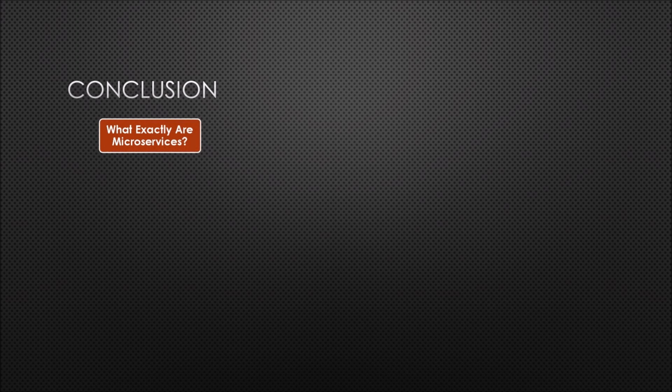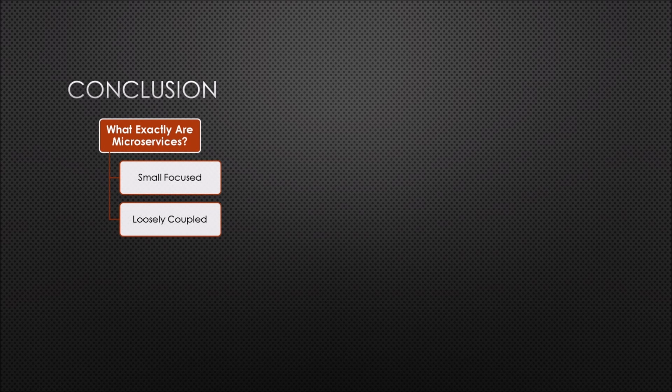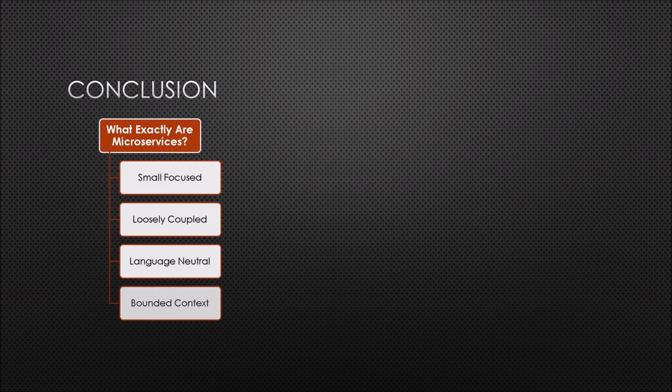To conclude today's presentation, we discussed what exactly are microservices. Microservices can be defined by four main characteristics. Firstly, each service is small and focused on doing exactly only one business function. They are loosely coupled and operate independently of one another. Each service is language neutral and does not need to know the implementation methodology or platform of other services.